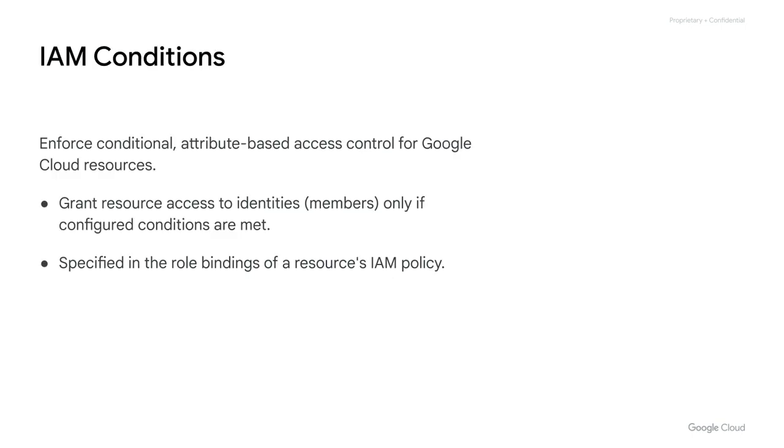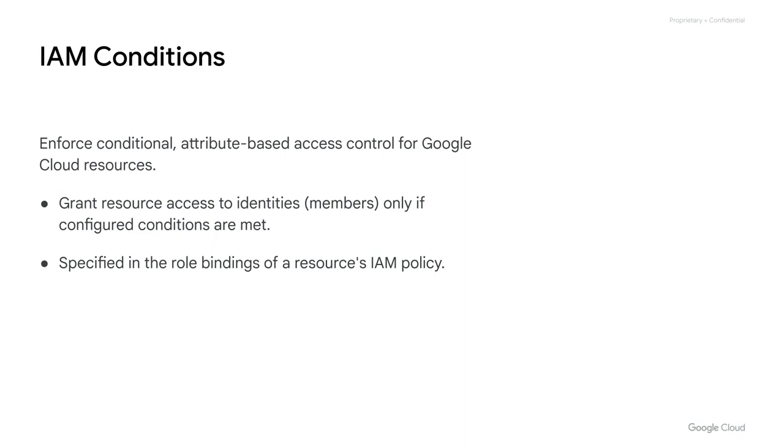IAM conditions allow you to define and enforce conditional attribute-based access control for Google Cloud resources. With IAM conditions, you can choose to grant resource access to identities, members, only if configured conditions are met. For example, this could be done to configure temporary access for users in the event of a production issue, or to limit access to resources only for employees making requests from your corporate office.